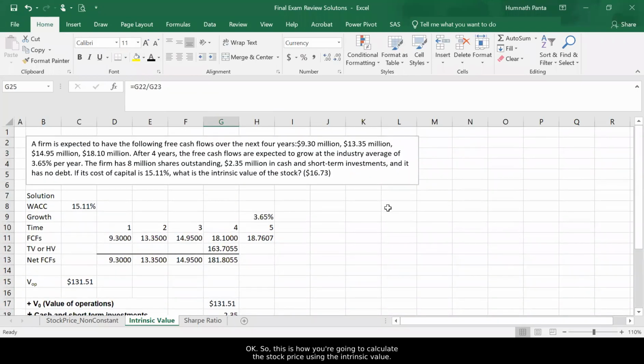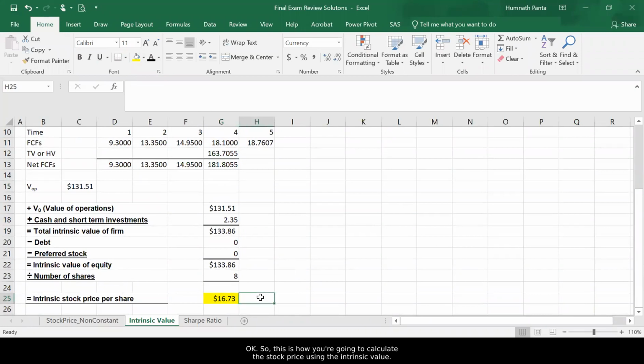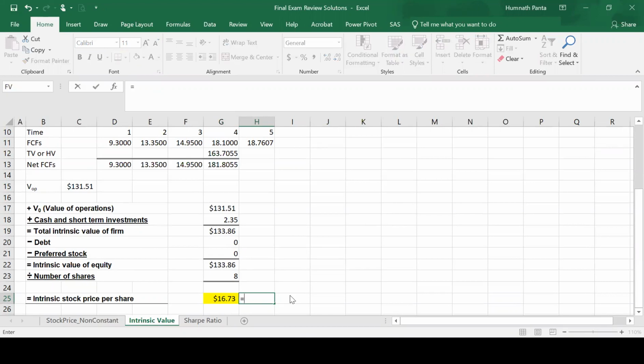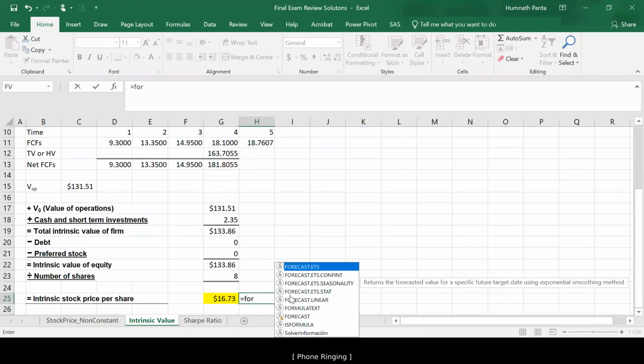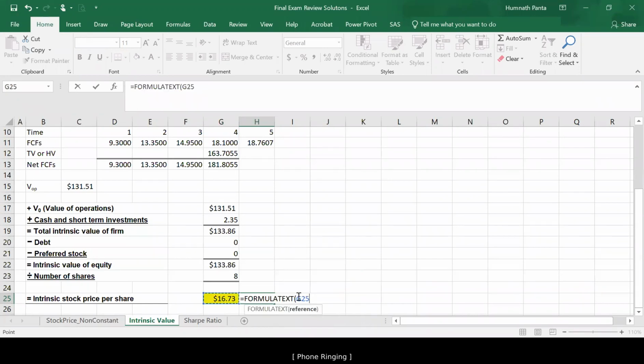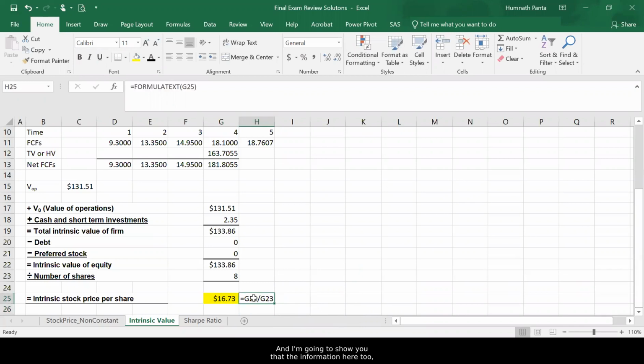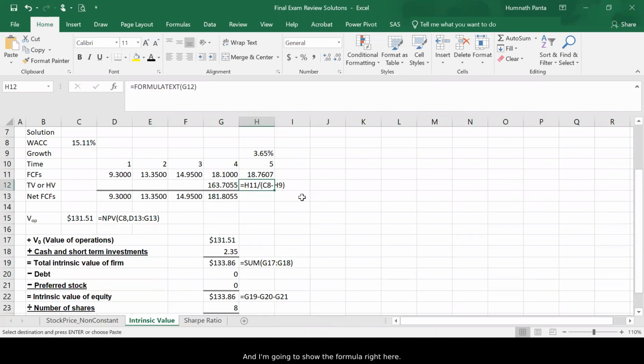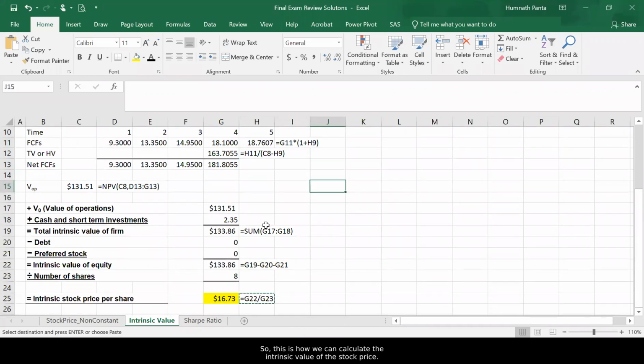Okay, so this is how you calculate the stock price using the intrinsic value, and I'm going to show you the formula here. All right, this is the formula. So this is how you can calculate the intrinsic value of the stock price.